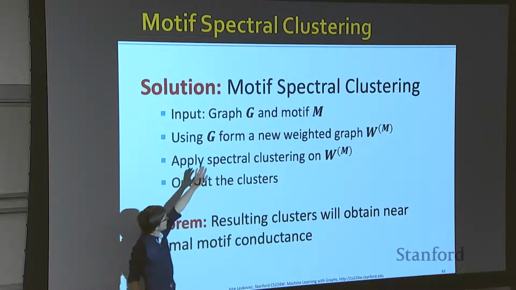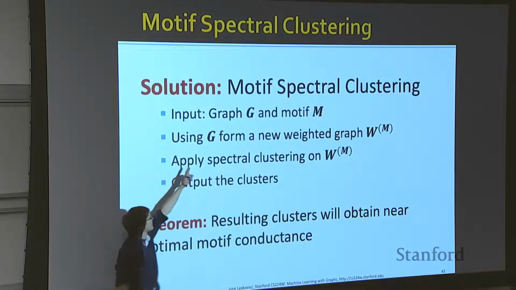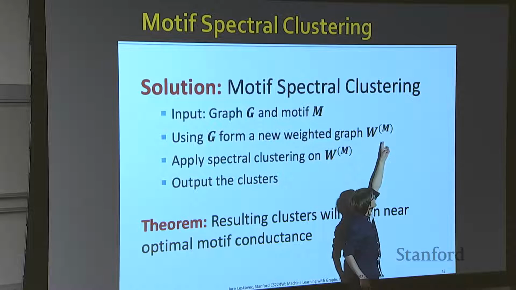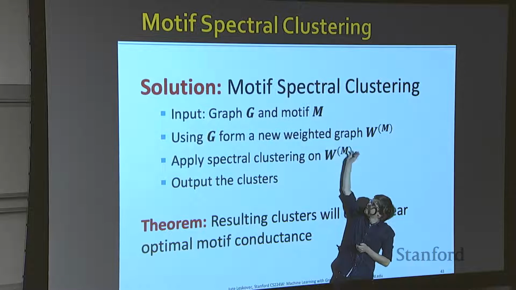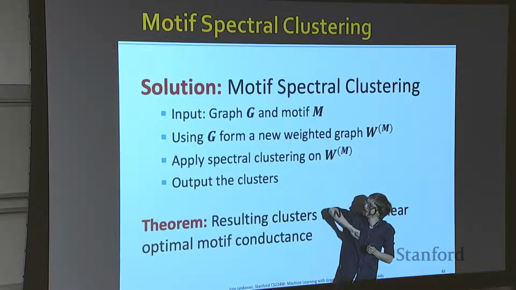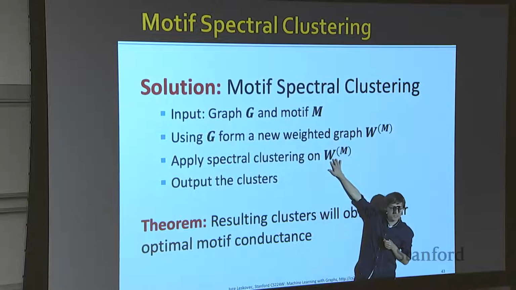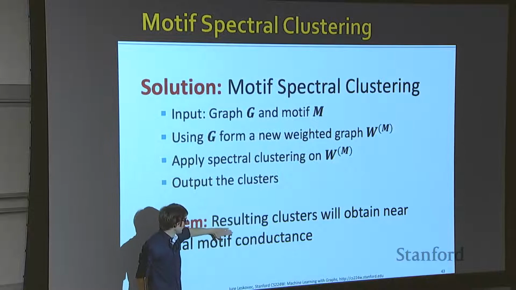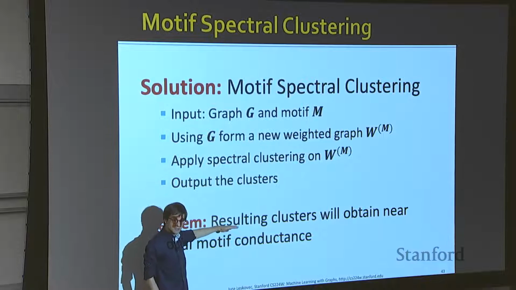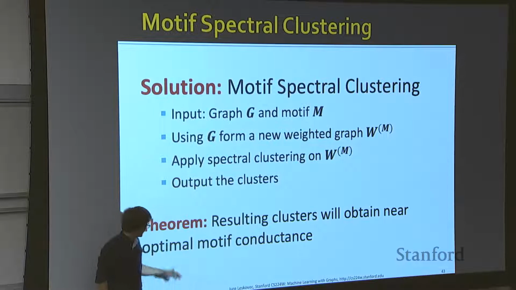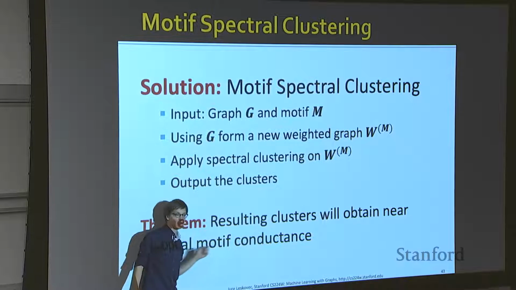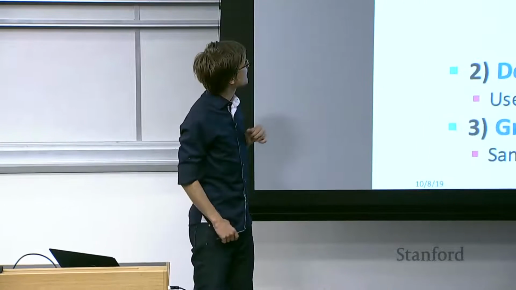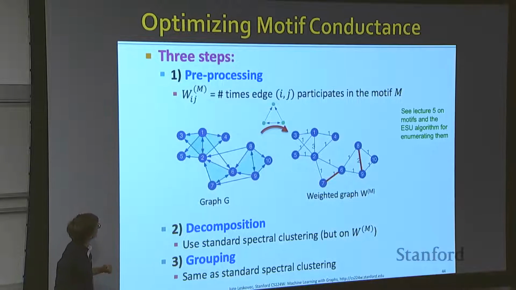And the idea is that on the input I get the graph and the motif. I will take the graph and form a new weighted graph. I will call it W, and it will have a superscript M, because W will depend on M, the motif of interest. I will apply spectral clustering to this W, and I will output the clusters. And there is a theorem that basically says that we get the same guarantee as for spectral clustering on edges, that the resulting clusters will be near optimal with respect to the motif conductance, right? So we get the guarantee. So what are the 3 steps? The 3 steps are the same as for ordinary spectral clustering.